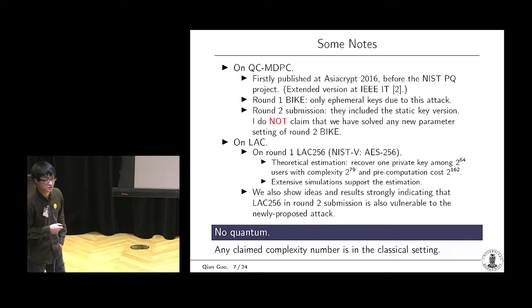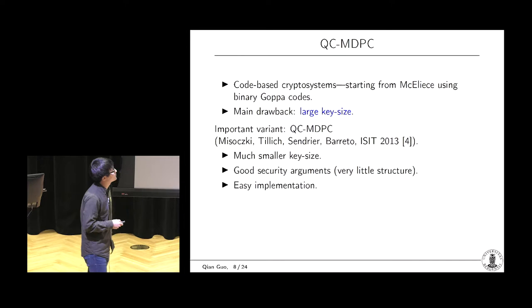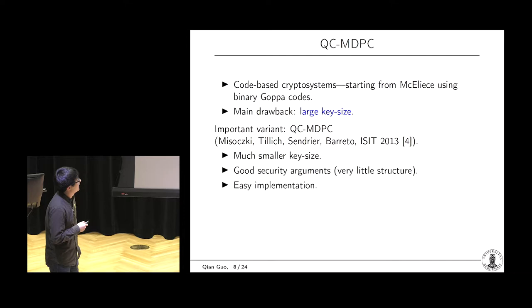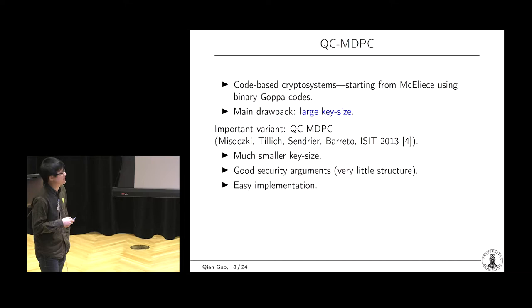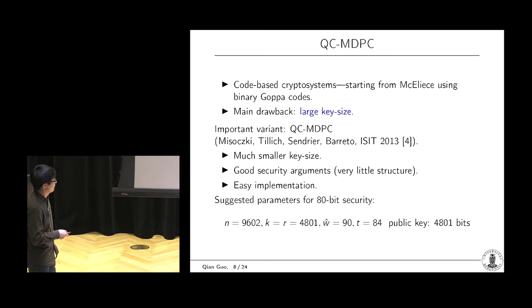Okay, this is QC-MDPC. Code-based crypto starts from McEliece, using binary Goppa codes, and it is very secure and very good. The main drawback is its huge key size. So in ISIT 2013, Misoczki, Tillich, Sendrier, and Barreto proposed an important variant called QC-MDPC. It has a much smaller key size, good security arguments, and easy implementation. This is the key size, it's very small. I just use this parameter for implementation, so it's not important to remember this.